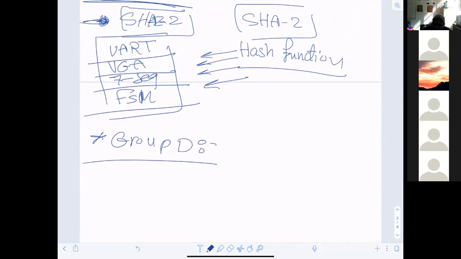Group D. Do you like me to assign it? Group D is Michael, Elvis, and Chris. Do you like me to assign it, or would you like to introduce a project? Professor, I was wondering if we can have a couple of days to think about a project that we want to work on, and if not, we can have you assign us one.